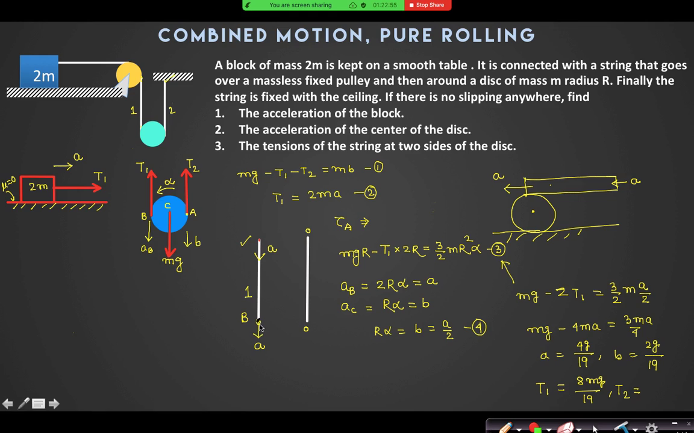So what is acceleration of B? This point is only B that is connected with this pulley. And we are finding that with respect to A and then doing 2R alpha. Right? So mg minus T1 is equal to 11mg by 19, and minus 2mg by 19 is 9mg by 19. I think it is 9mg by 19. Yes, sir, it is very. So can you please wait for 1 minute, sir?